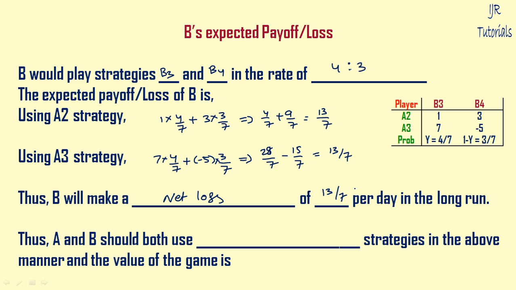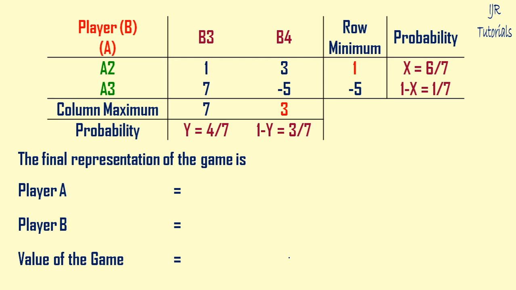Next, what type of strategies do A and B both use? Mixed strategies. So mixed strategies in the above manner, and the value of the game is what? 13 by 7. The total value of the game is 13 by 7. And now we need to fill up this entire thing.